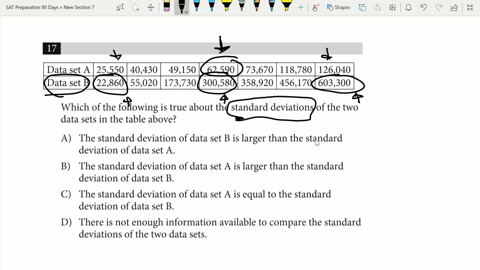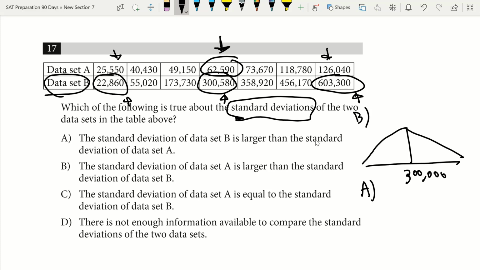If we were to plot this, it would look something like this. We'd go up, we'd hit our mean, and then here, let me rewrite this. I'm going to draw it as a scatter plot instead. So we have all of our points. Our mean is here. This is going to be data set B, and then I'll make this one data set A. So this is our mean of 300,000. We see that we have points all the way over here, and we have points all the way over here. So this will be 600,000, and this one right here will be 20,000.